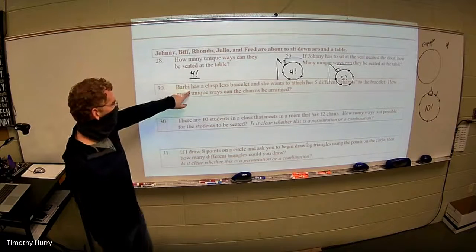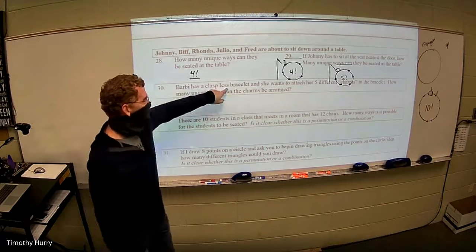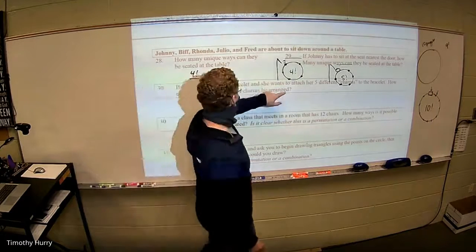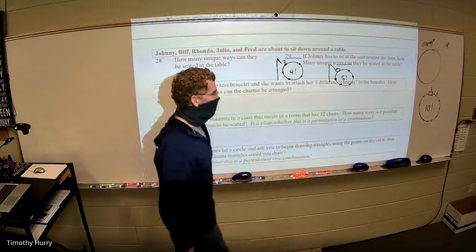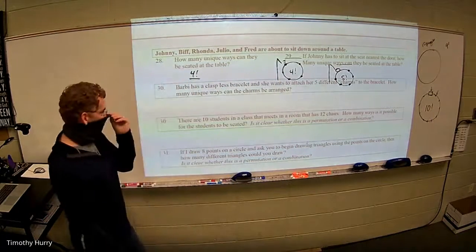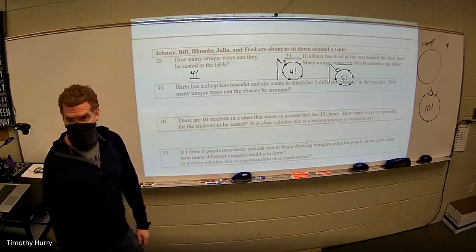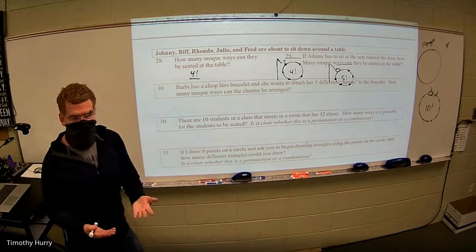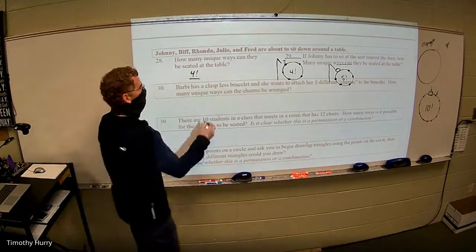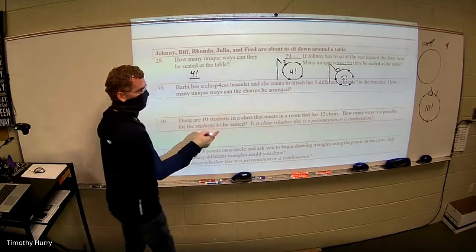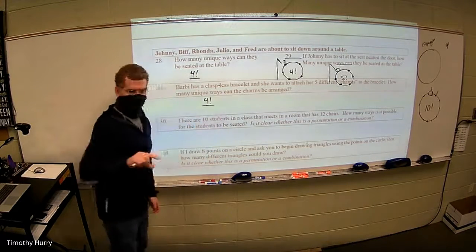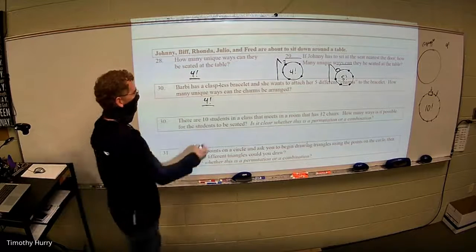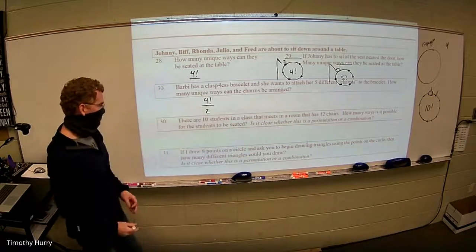How about this? Barbie has a claspless bracelet, and she wants to attach her 5 different charms to the bracelet. How many unique ways can the charms be arranged? Is it circular? Yeah. Claspless, right? So if it's claspless, I know it's circular, so instead of 5 factorial, I go 4 factorial. Is it flippable? So divide by 2. And again, we're not simplifying any of this stuff.